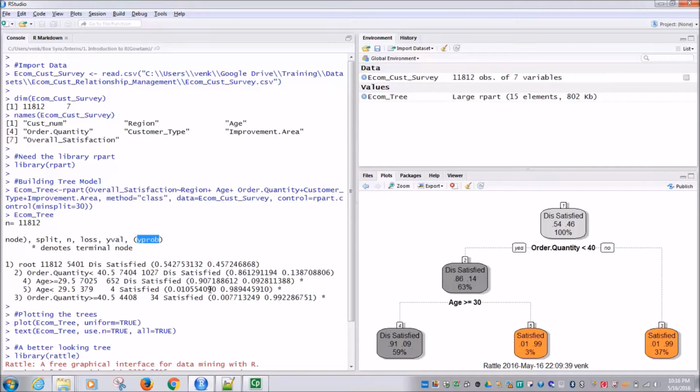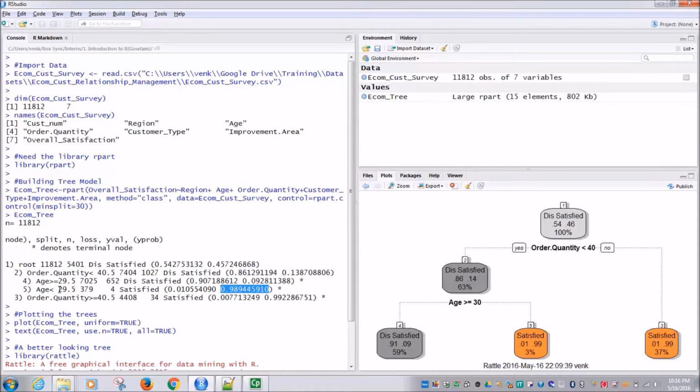And y probability, so dissatisfied probability is this much, and then satisfied probability is this much. This fifth node is termed as satisfied actually. So y val is satisfied, and what is the loss? 4 is the loss. That means 375 are actually satisfied. Dissatisfied are around 1%, around 98% or 99% are satisfied. You can see this here. First value shows dissatisfied, second value shows satisfied.